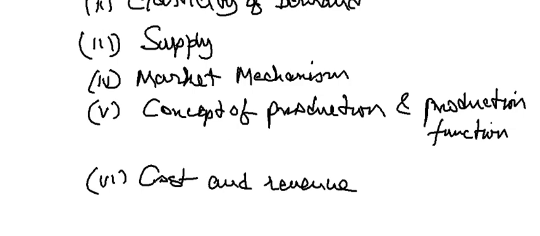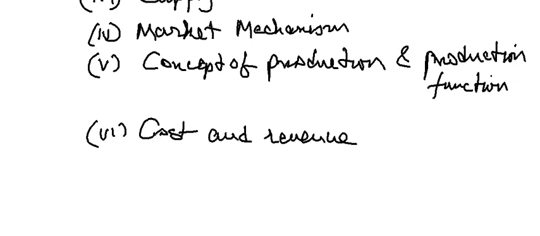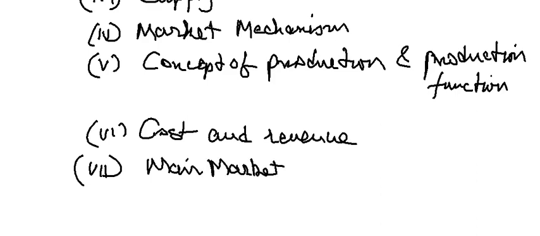Now we move on to, this part is a little long, but it's interesting to discuss all of it together. The last point under this part of the syllabus I'm just mentioning for you is number 7. It's called main market forms. What do we understand here?